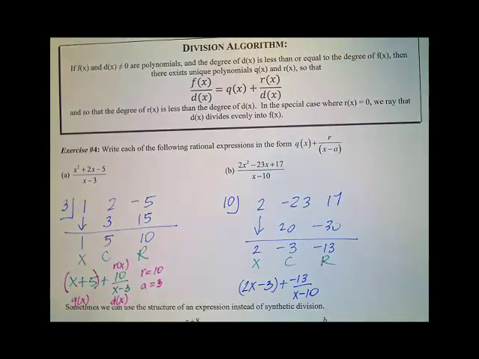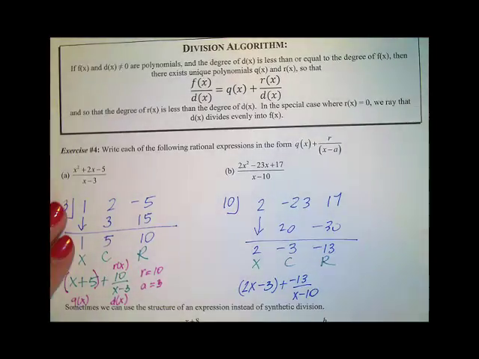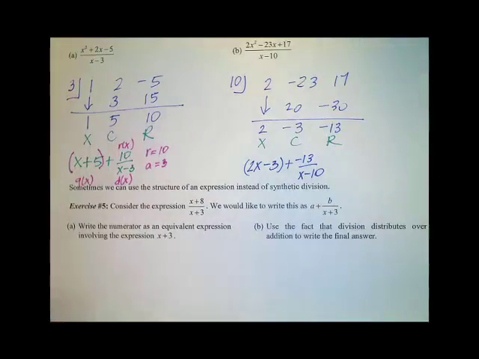All right, how did you do? Hopefully you did okay. I put parentheses around the 2x minus 3. You don't have to. You can leave it with or without. All right, so it says sometimes we can use the structure of an expression instead of synthetic division. So make sure if you need to take a break, stand up, stretch, and then come back to this, because this can be rather confusing.